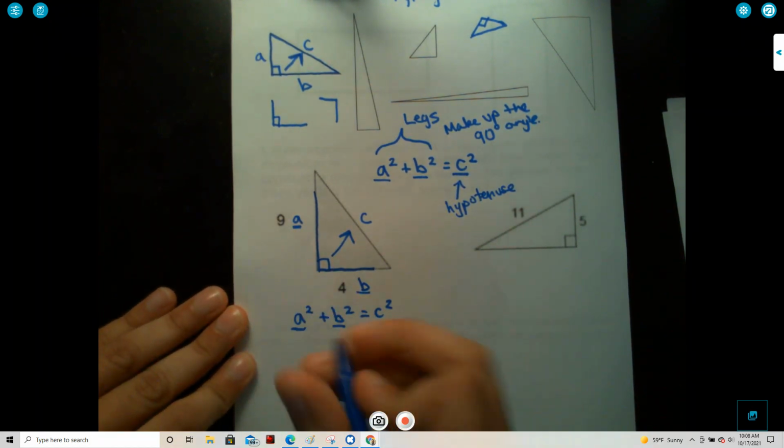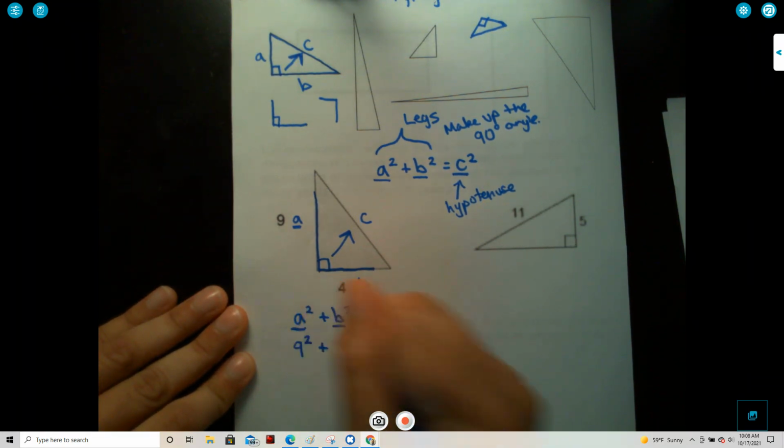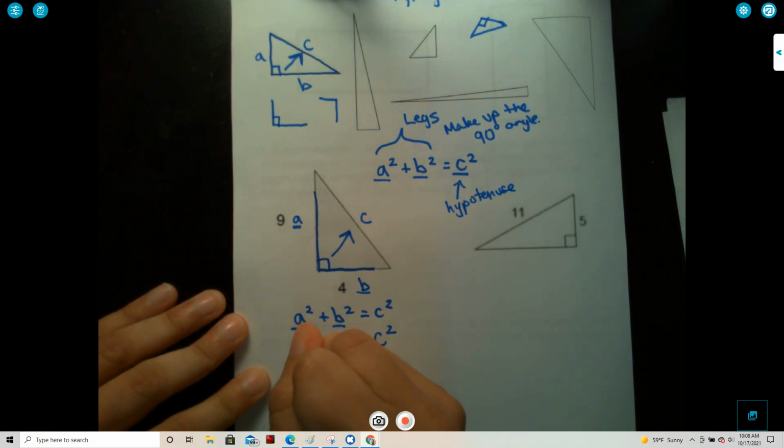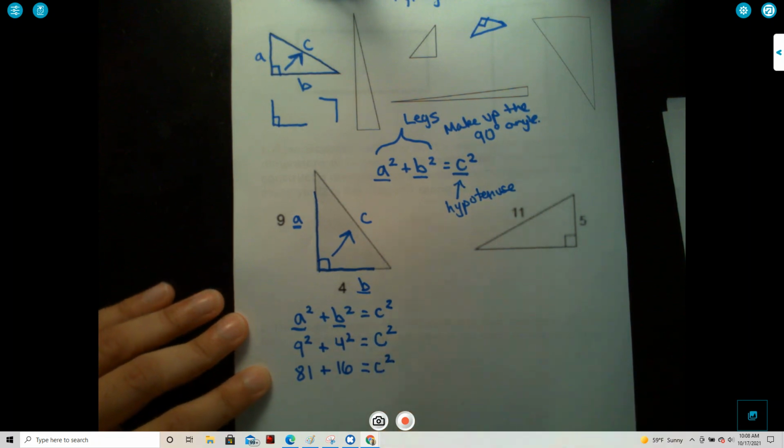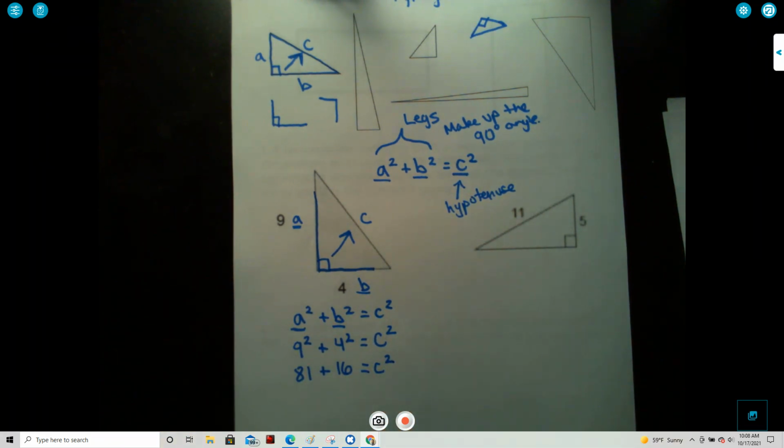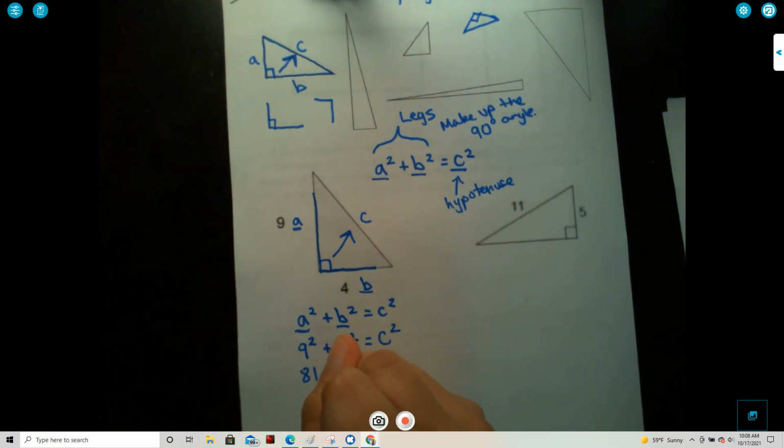So A we identified as 9. It's going to be 9 squared plus B, which is 4 squared. So we get 9 times 9, which is 81, plus 16 is equal to C squared. Let me get my calculator handy. All right, so just to confirm, 81 plus 16, I'm a double checker. All right, so 97 is equal to C squared.